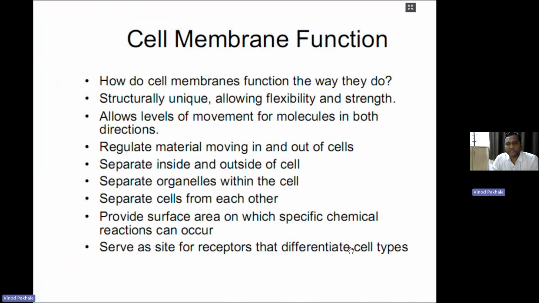It regulates material moving inside and outside the cell, separates inside and outside the cell with a boundary layer, separates organelles within the cell, and separates cells from each other. It provides surface area on which specific chemical reactions can occur, and it serves as a site for receptors that differentiate cell types. Okay, so we'll stop here.